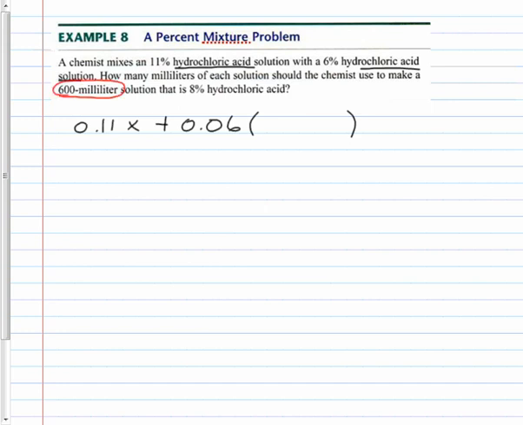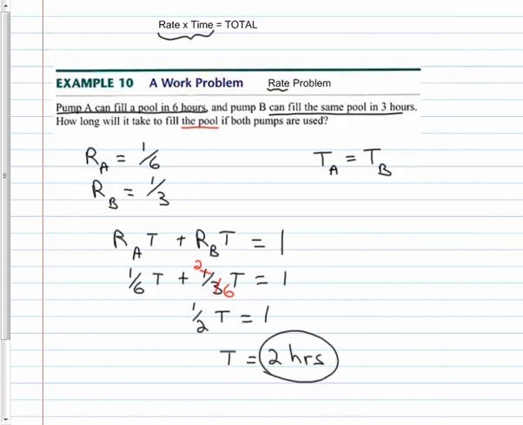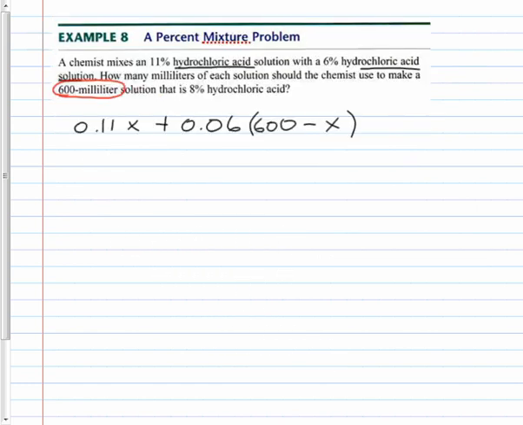Notice I have a total of 600 milliliters when I'm done. I mix two things together and I have a total of 600. So if one is x, how much is there for the other one? 600 minus x. Remember back here, I had a total of $6,000 invested. If x is the amount for one, then what's left over? 6,000 minus x. Exactly the same kind of problem.